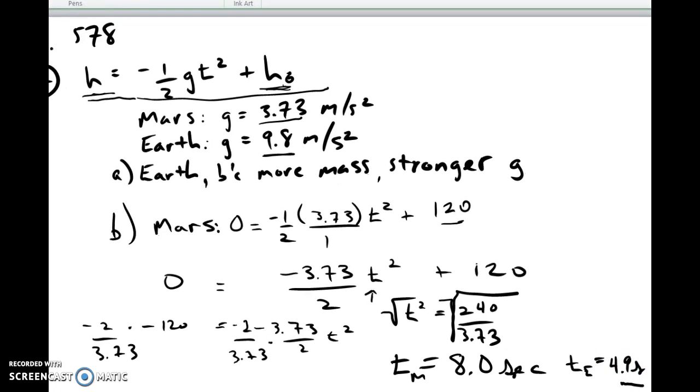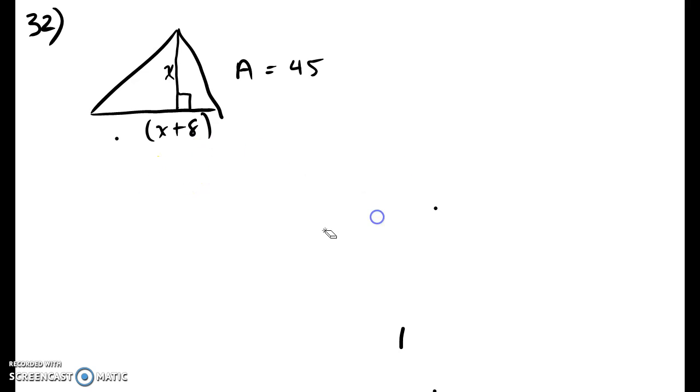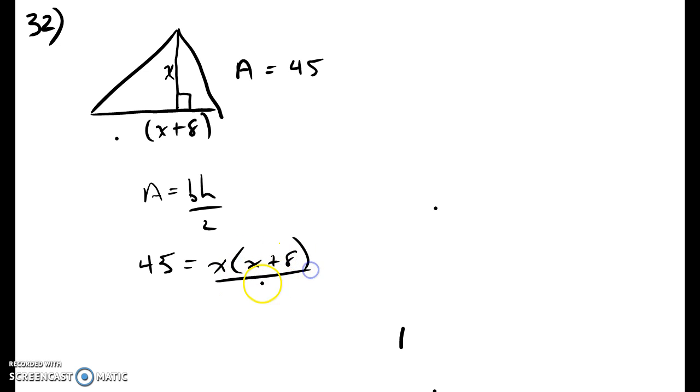Remember, 32 might have been a little tricky as well, so I'm just going to show you how to do it. Base times height divided by 2 gives you the area of a triangle, bh over 2. And we know that the area is 45, and our base is x plus 8 and our height is x, so we've got x times x plus 8, over 2. And we wind up with 45 is equal to x squared plus 8x over 2.